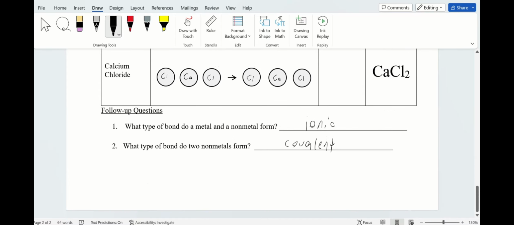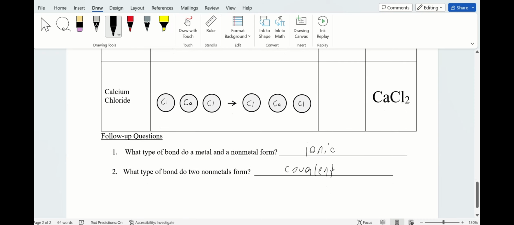So I went ahead and wrote in these answers, but what type of bond do a metal and non-metal form? Typically speaking, that's going to be ionic. The exception to this is that hydrogen can bond ionically, but typically speaking, it's kind of either or. But again, we'll go through these questions one at a time. As far as two nonmetals, number two, that's covalent.